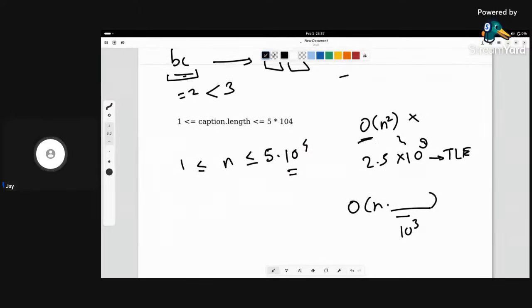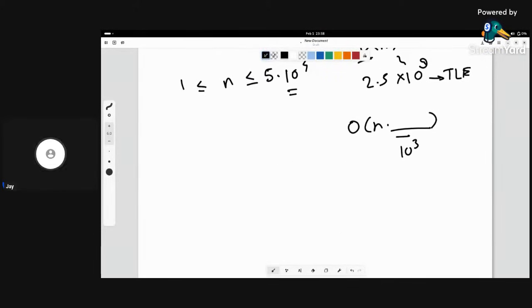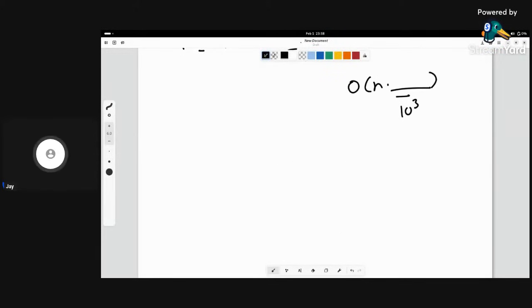But you can't have something like an O of n squared solution. Okay, that was on the constraint side of things. Now let's look at what we are doing. What are the observations that we have? First is that your block size has to be greater than or equal to 3.